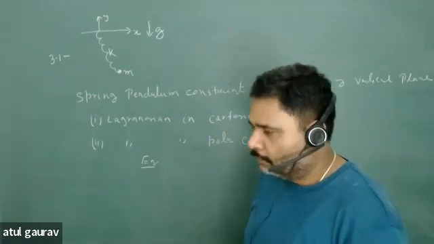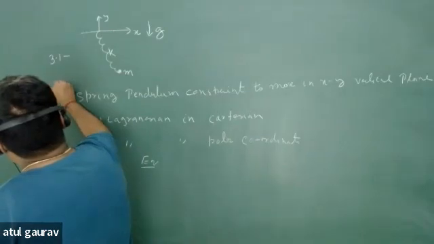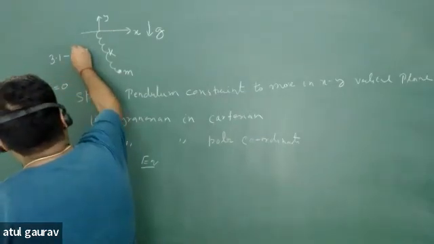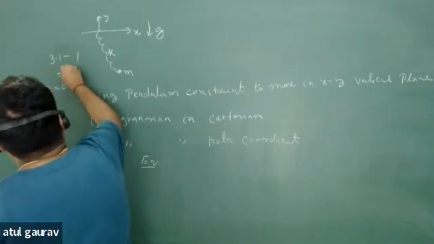Motion in the xy plane. The equation of constraint is motion in the xy plane, which means z is equal to 0. So there is only one constraint, and that is 1. So we have 2 DOF.